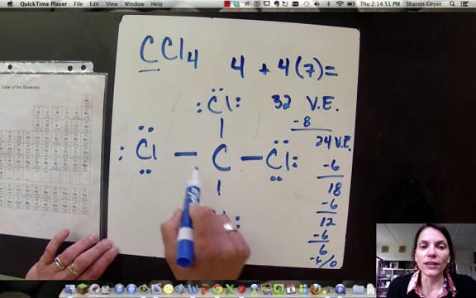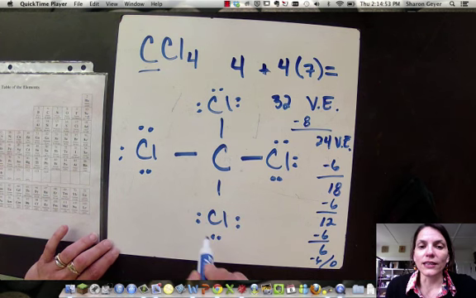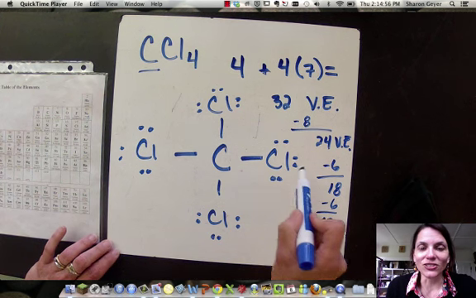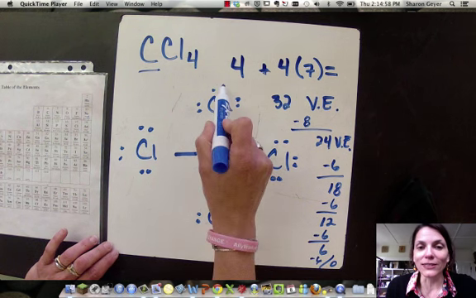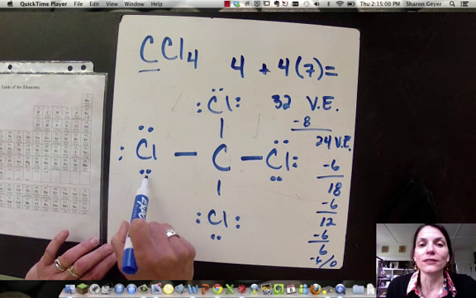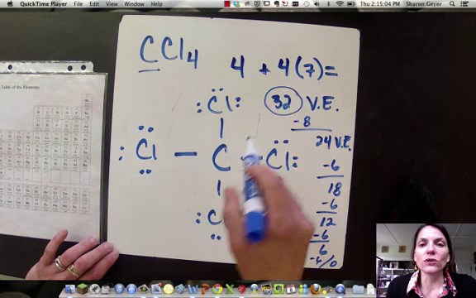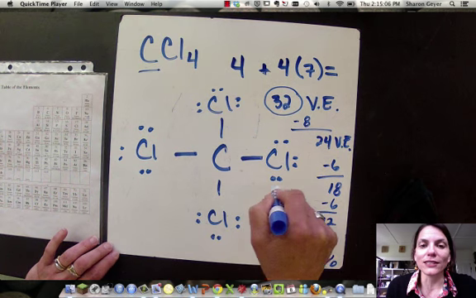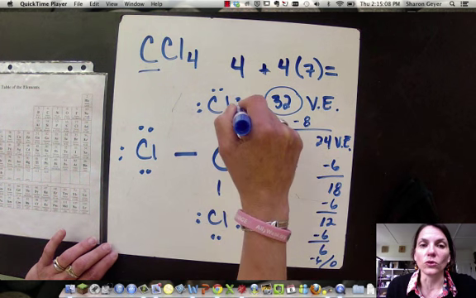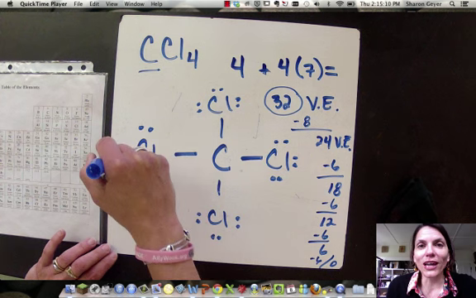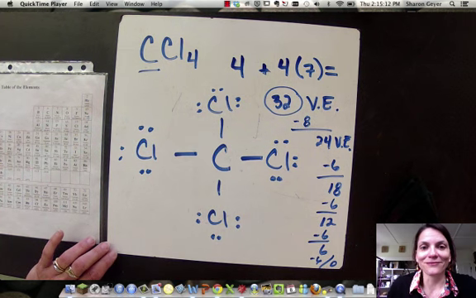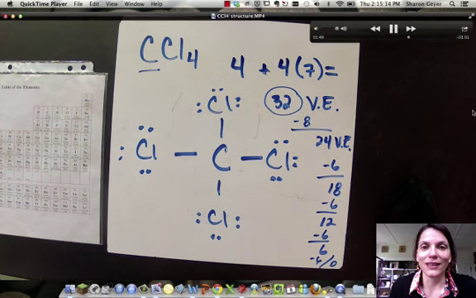And now I'm going to double check, count to see that each atom has 8 electrons. Remember, the single bond counts as 2 to both atoms that it's bonded to. And then the other check is to count to make sure I have 32 valence electrons in my structure in total. If both of those check out, then you're done. And voila.